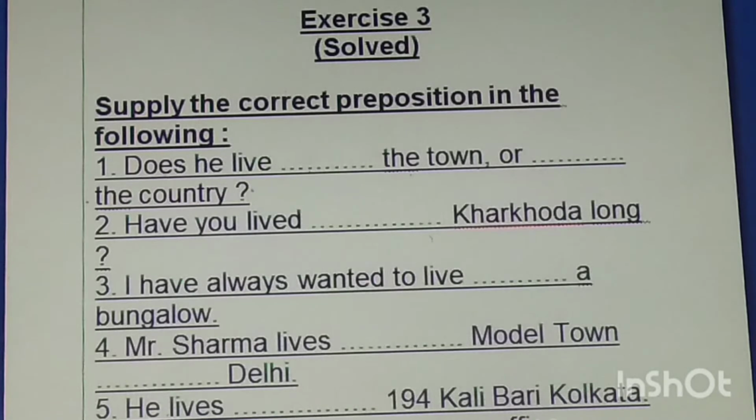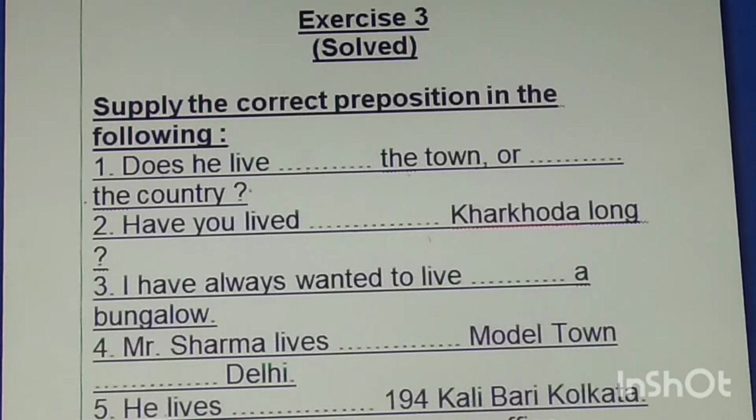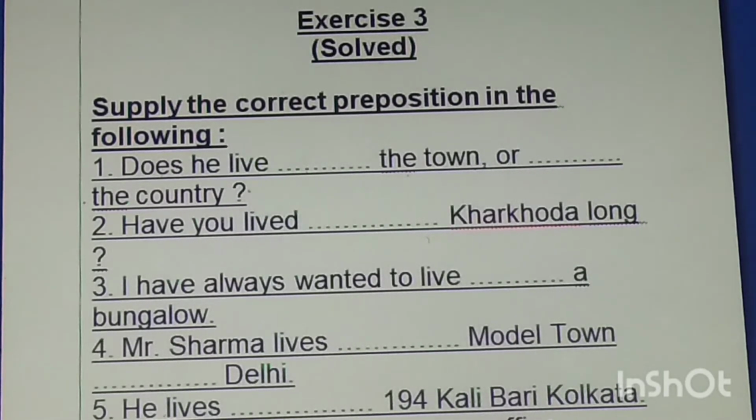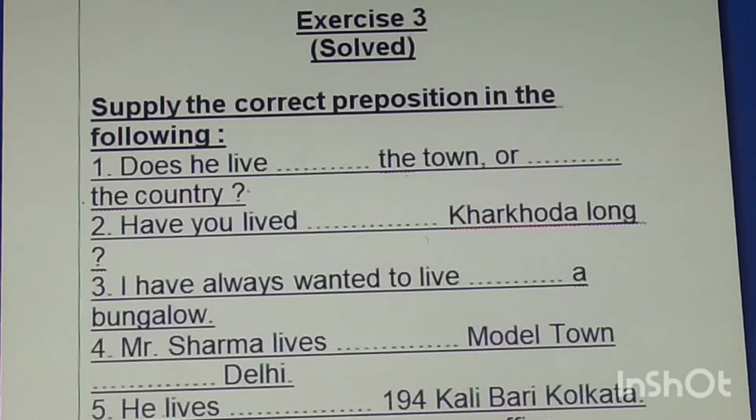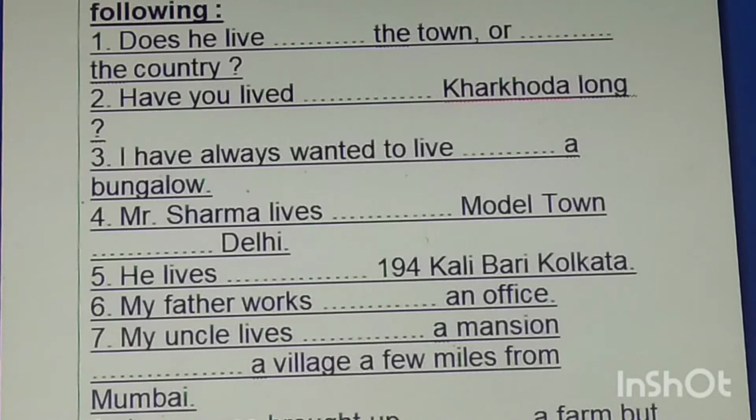Supply the correct preposition in the following. Again, you have to fill in the blanks with the correct preposition. So, let's do it. Does he live ___ the town or ___ the country? This is all about place, children. So, remember the rule. Have you lived ___ Karkoda long? I have always wanted to live ___ a bungalow. Mr. Sharma lives ___ Model Town ___ Delhi.